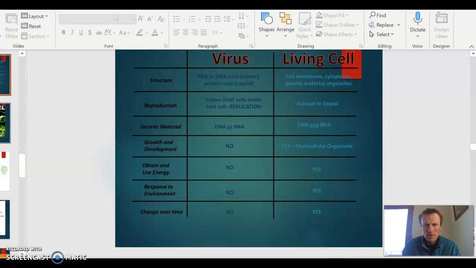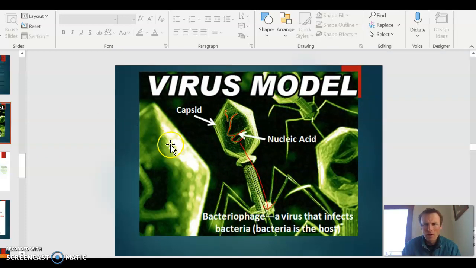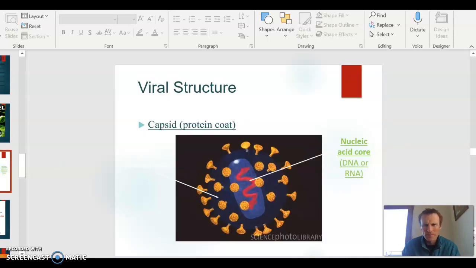And this was a picture of a bacteriophage, which is a virus that infects bacteria. And we can start to see some of the structures of a virus. So one of the things you'll need to know is something called a capsid, which is sort of like the cell wall. It encloses the virus and protects the nucleic acid inside. It's composed of protein. And then inside we have the nucleic acid, the DNA or the RNA. Most of the time it's going to be RNA.